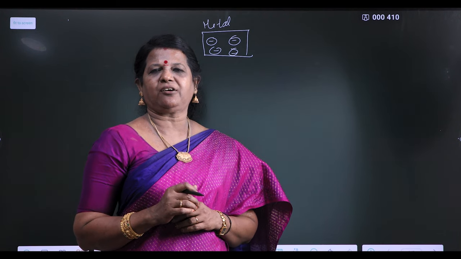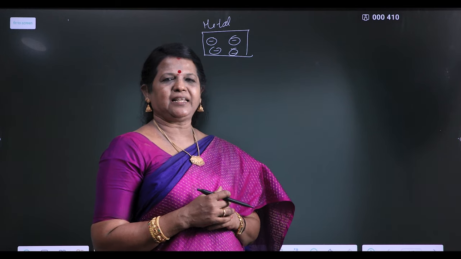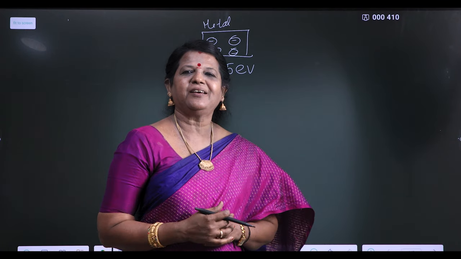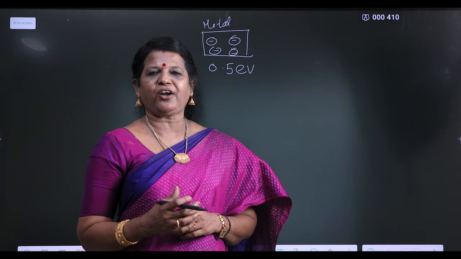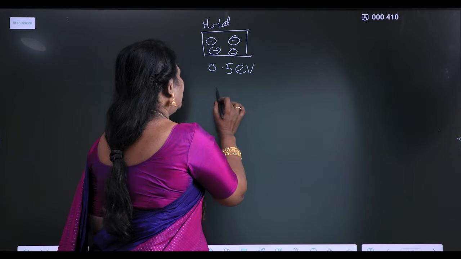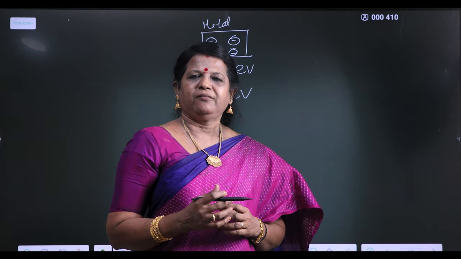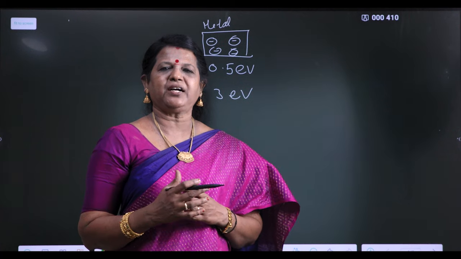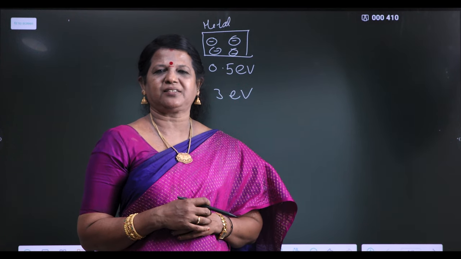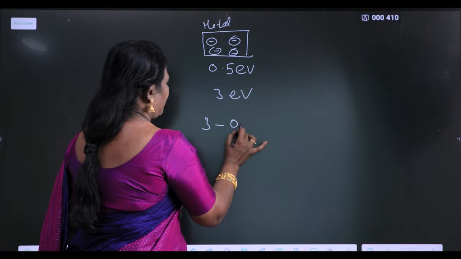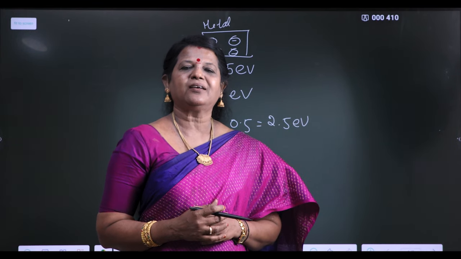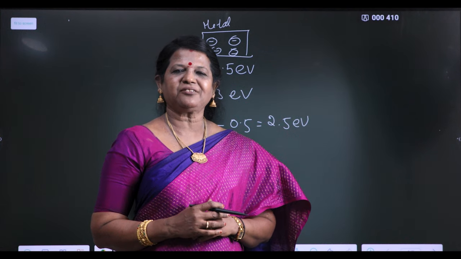Consider one metal in which the maximum kinetic energy of the free electron inside the metal is 0.5 electron volt. The energy required to overcome the surface barrier of the metal is 3 electron volt. When calculating the work function, the minimum energy needed for electron emission from the metallic surface is 3 minus 0.5, which is equal to 2.5 electron volt. This 2.5 electron volt is the work function of the metal.